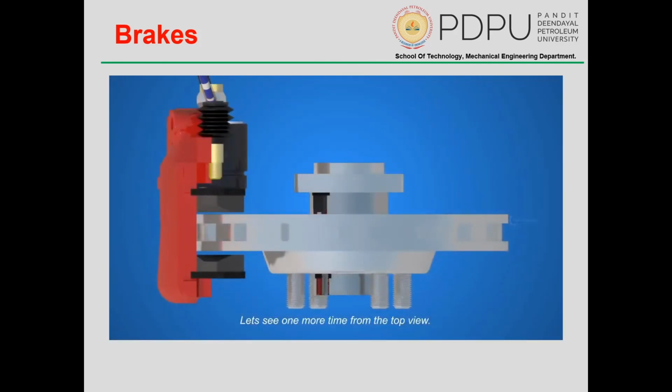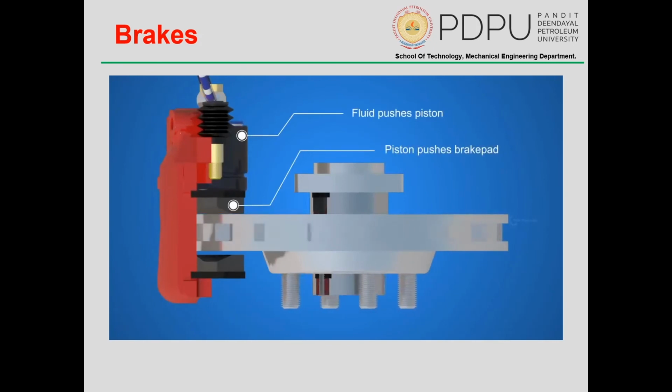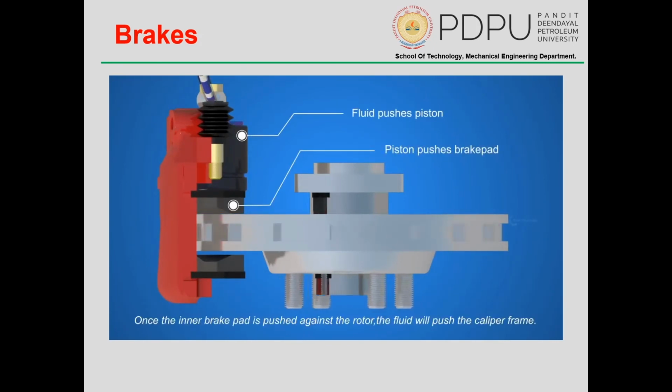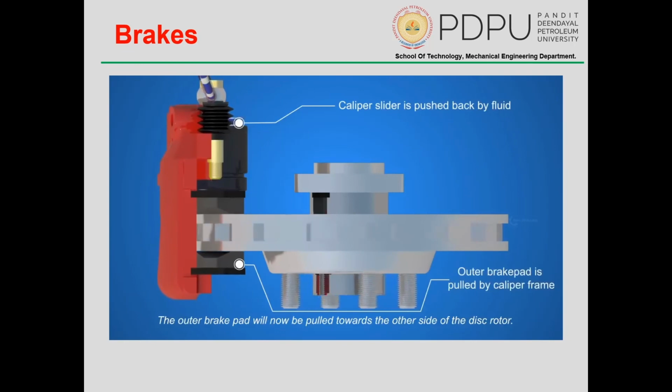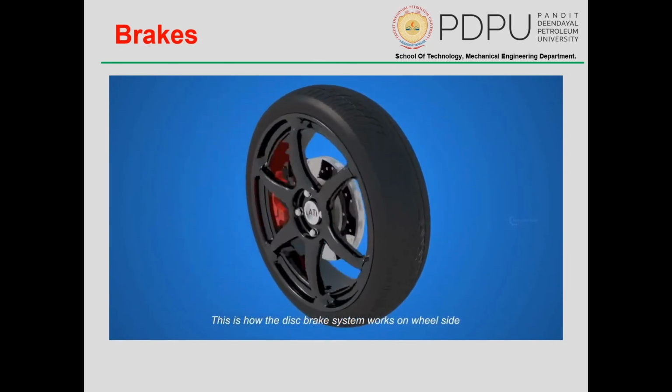Let's see one more time from the top view. The fluid pushes the piston, and the piston pushes the inner brake pad. Once the inner brake pad is pushed against the rotor, the fluid will push the caliper frame. The outer brake pad will now be pulled towards the other side of the disc rotor. This is how the disc brake system works.